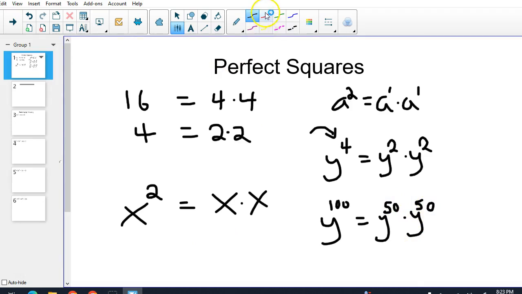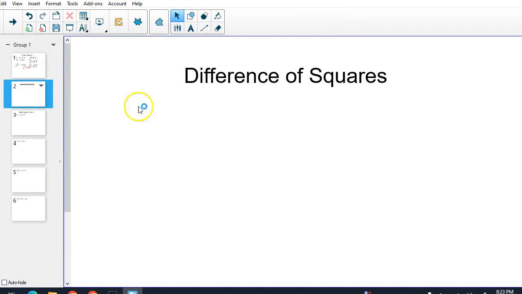Or we'll do one more before we move on. We could have b to the 48th power. It'd still be a perfect square because we could have b to the 24th power times b to the 24th. The reason I'm bringing up perfect squares is I want to review a method with you called the difference of squares. This is a factoring method.